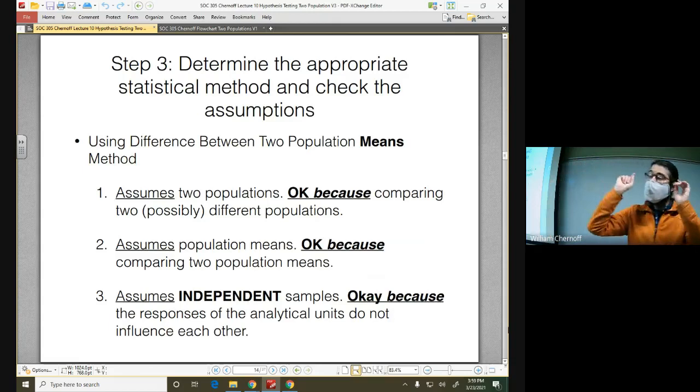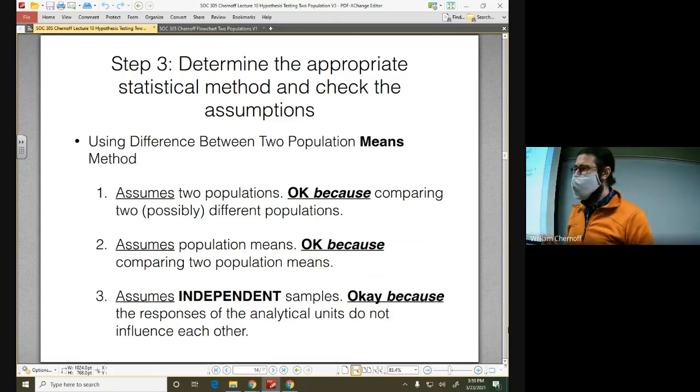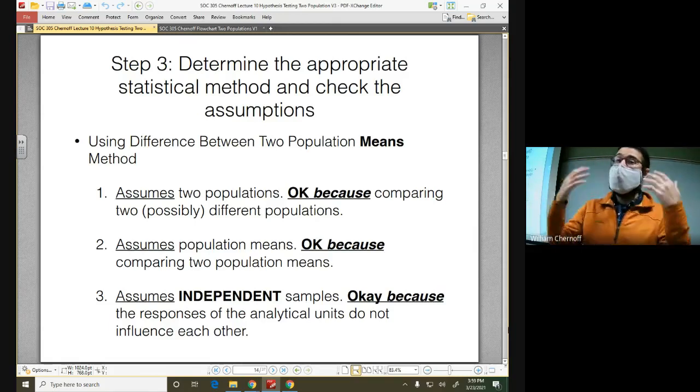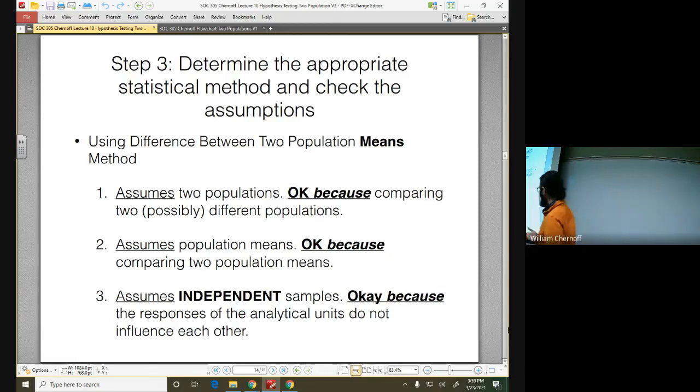Step 3, we then determine the appropriate statistical method. So in this case, we're using the difference between two population means method. We have our 3 assumptions. We need to state each assumption, and then we need to justify it. When it comes to these assumptions, they're typically based off of an argument. One, we're assuming two populations. This is okay because we're comparing two possibly different populations. Two, we're assuming population means. Again, this is okay because we're testing claims about two population means.